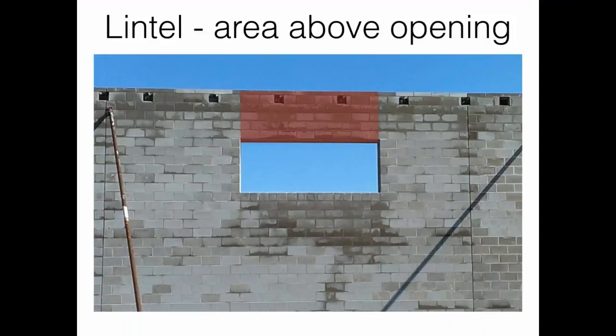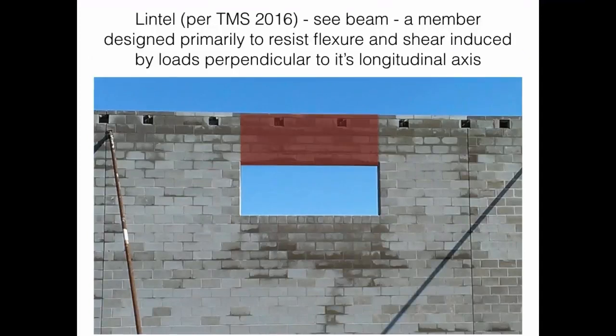So lintels are areas above openings. How does TMS define it? It's a beam. It's a member primarily resisting flexural and shear forces induced by perpendicular loads to its longitudinal axis. It's something that spans over a void, an opening within the wall itself.